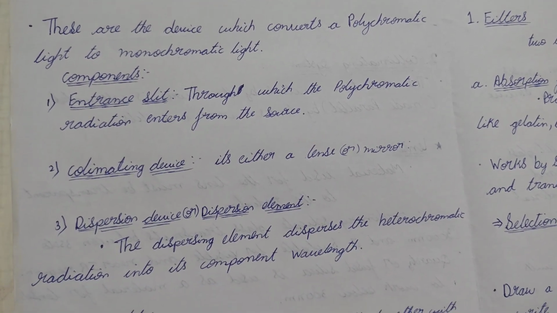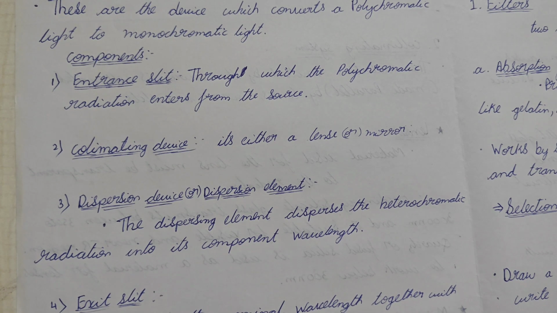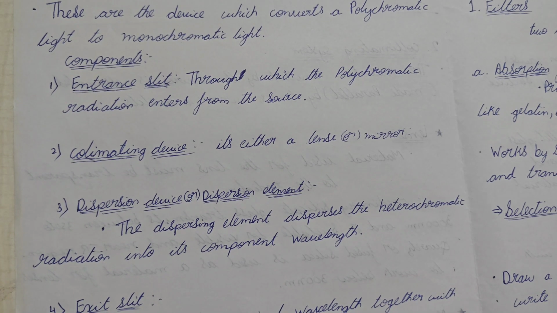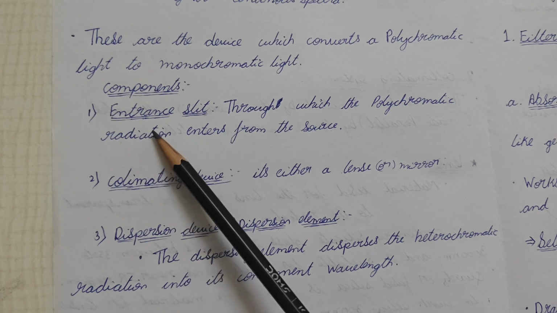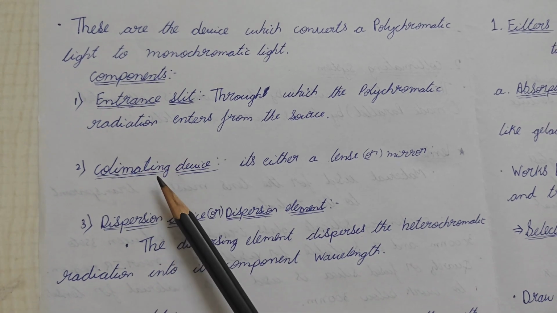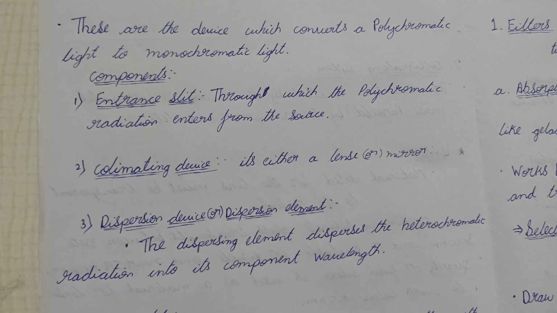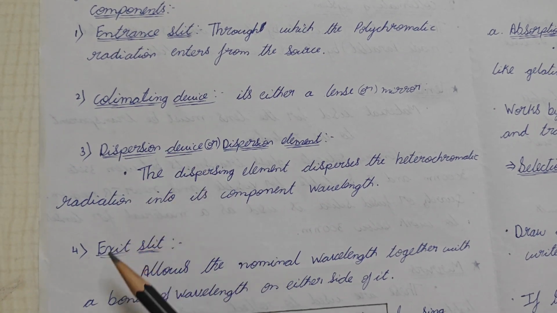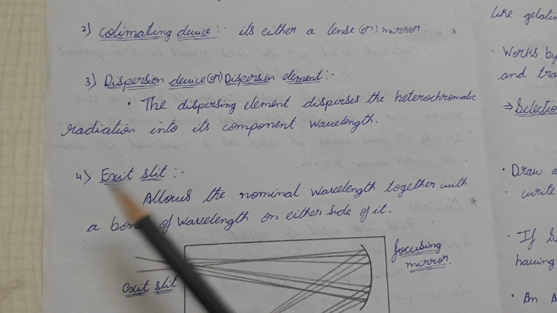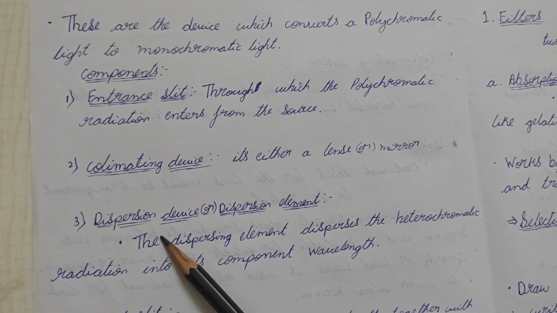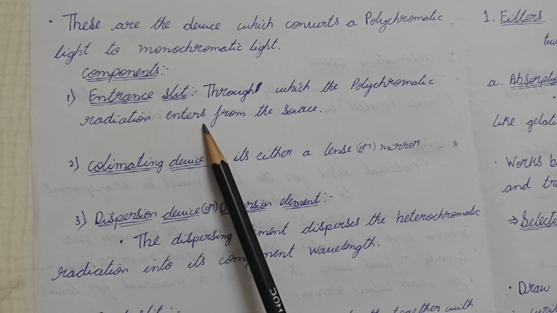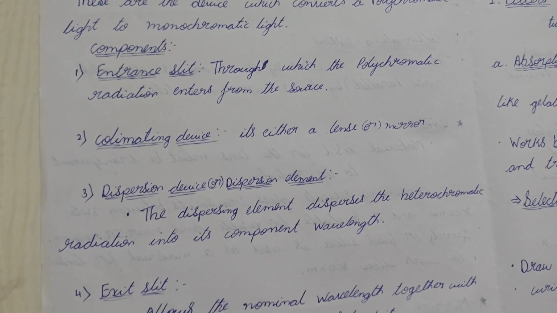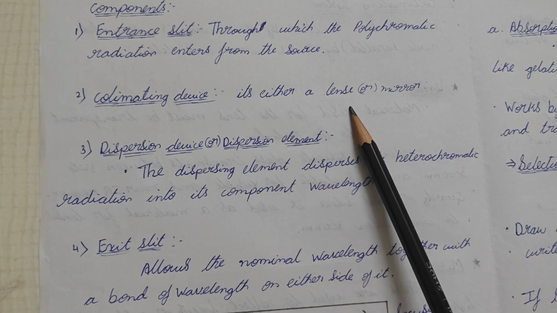These are all the components used in the conversion of polychromatic light to monochromatic light. First, the entrance slit, which we already discussed. Then the collimating device, which can be a lens or mirror. Next, the dispersion device. Next, the exit slit. These are the four components. First, the entrance slit, through which polychromatic radiation enters from the source. Next, the collimating system, where we use either a lens or a mirror.